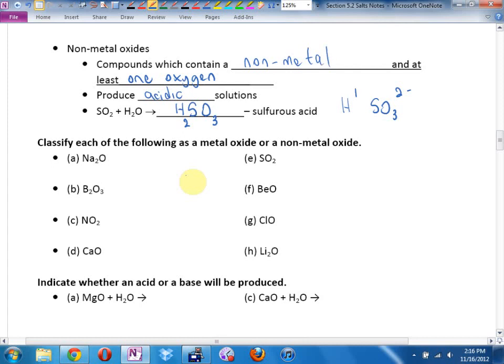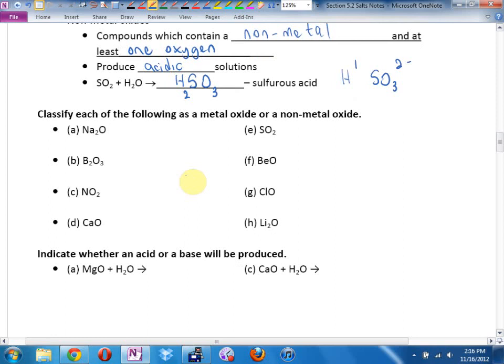It says classify each of the following as a metal oxide or a non-metal oxide. How about MO for metal oxide and NO for non-metal oxide? Yeah? Okay, that works. A, metal oxide. B, straight down. Non-metal. What is B? Boron? Where is boron? It's a non-metal? C, nitrogen oxide, nitrogen dioxide, because it's covalent.